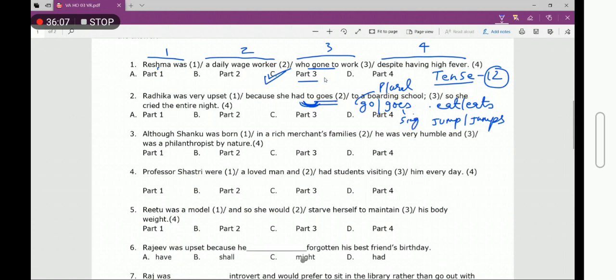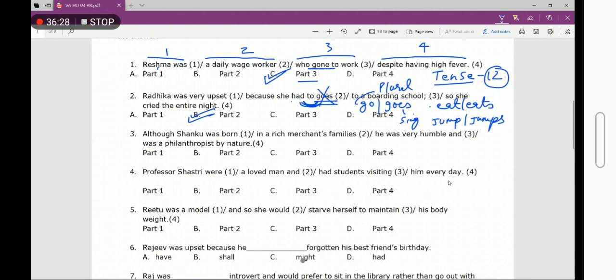But here, because you're saying had, Radhika was very upset because she had to go to a boarding school. It should be go, not goes, right? So this is wrong. So which part of this is it? It is part 2. Correct? So these simple things we should remember. Okay?